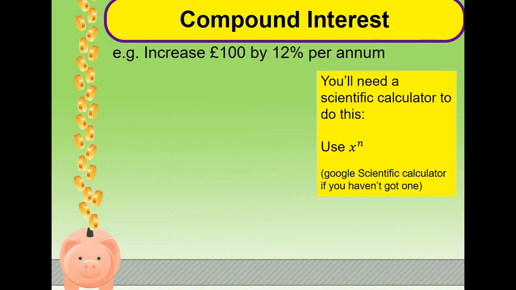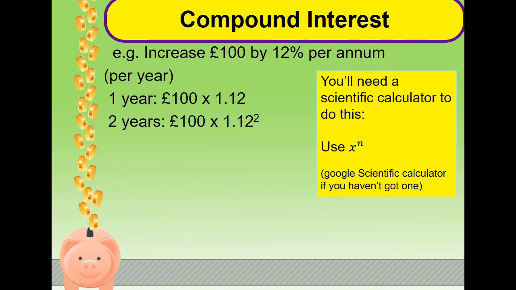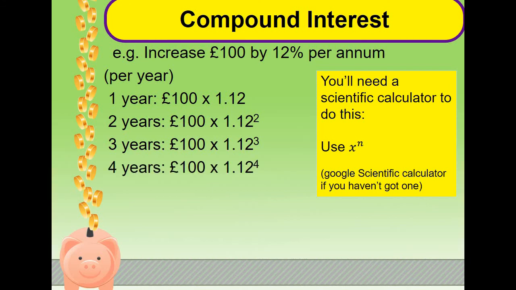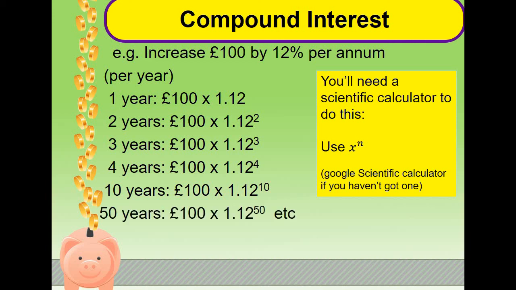So last example then, £100 to increase by 12% per year compound interest. So the first year, we're going to multiply by 1.12. That's our multiplier. Year 2, we'd multiply by 1.12 to the power of 2. If we wanted to know after 3 years, 1.12 to the power of 3. After 4 years, 1.12 to the power of 4. 10 years, 100 times 1.12 to the power of 10. If it's 50 years, 100 times 1.12 to the power of 50, and so on.